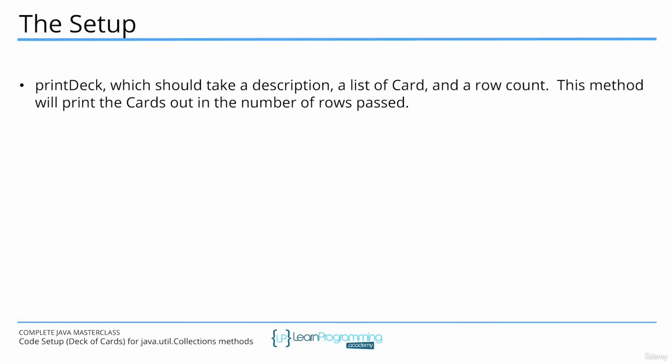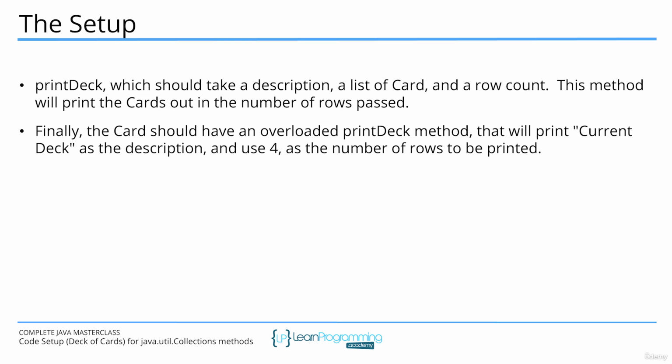PrintDeck, which should take a description, a list of card, and a row count. This method will print the cards out in the number of rows passed. Finally, the card should have an overloaded PrintDeck method that will print current deck as the description and use 4 as the number of rows to be printed.